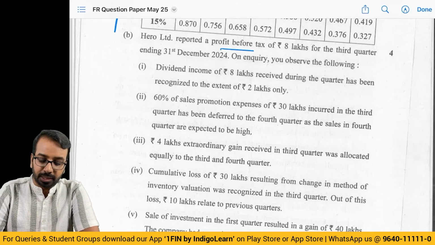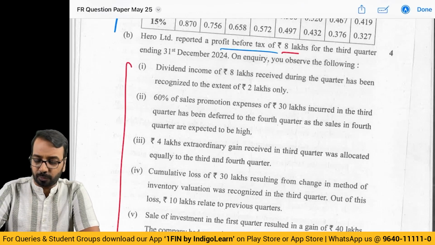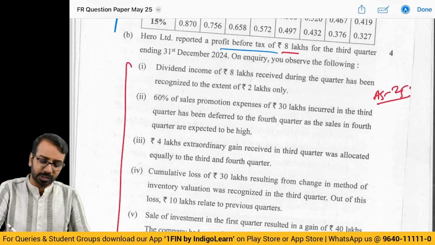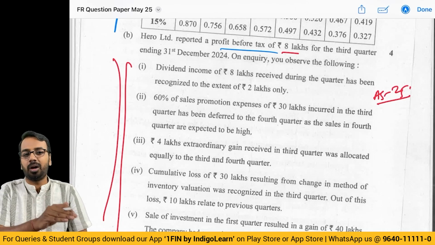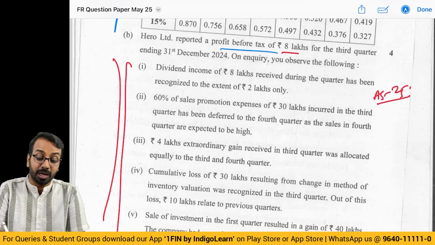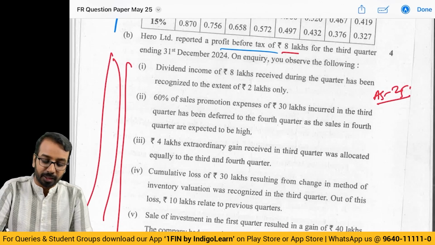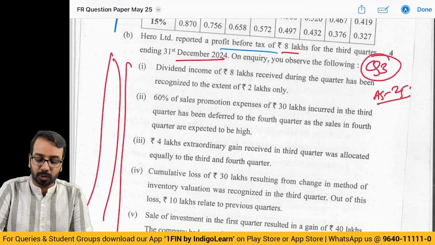This one was an interim financial statement. Ditto question you can find in accounting standard 25. You can have a look at it. These concepts you have learned already. I am not saying you have not learned the concept. But when you see the same question, confidence level increases automatically. So here 31st December of 24, Q3, is what they have referred to.